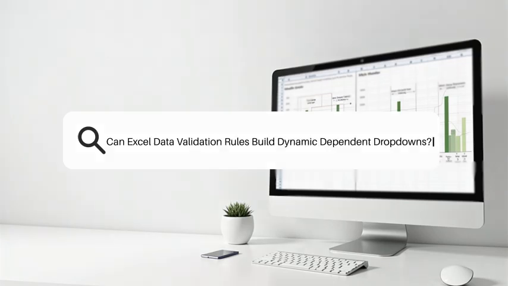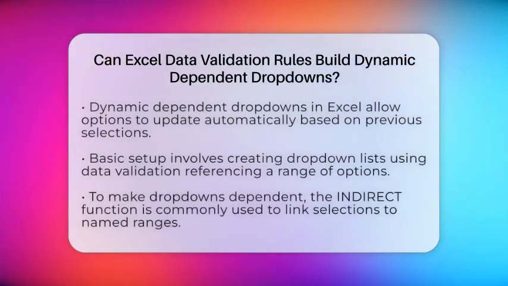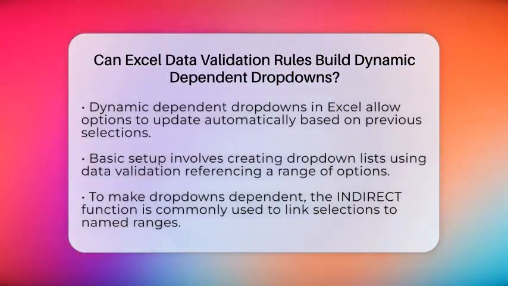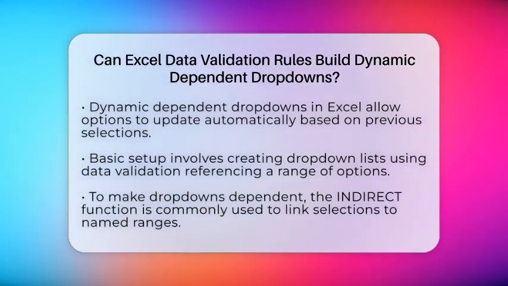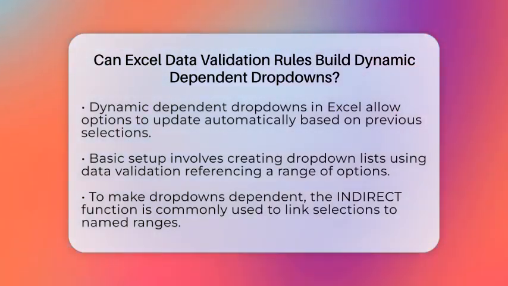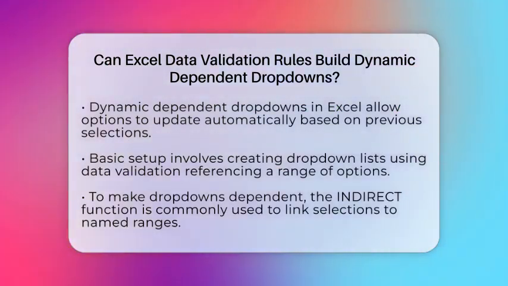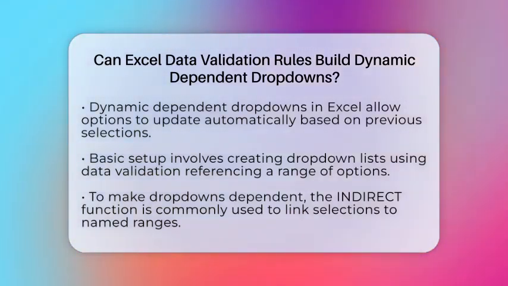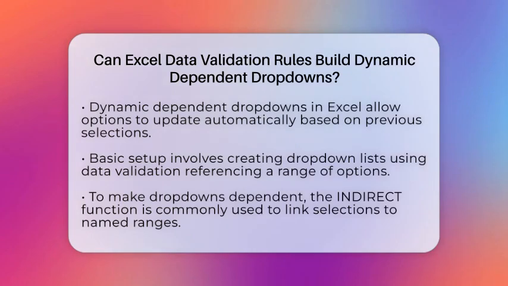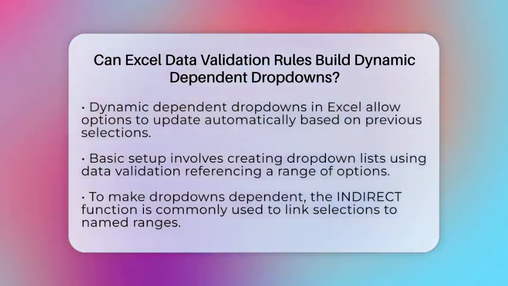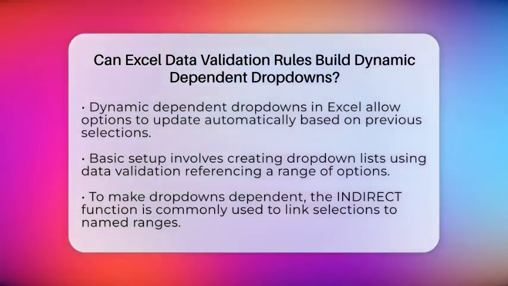Can Excel data validation rules build dynamic dependent dropdowns? Imagine filling out a form in Excel where choosing a category instantly updates the list of options available. That's what dynamic dependent dropdowns can do for your spreadsheets. They make data entry faster and more accurate by showing only relevant choices based on previous selections.